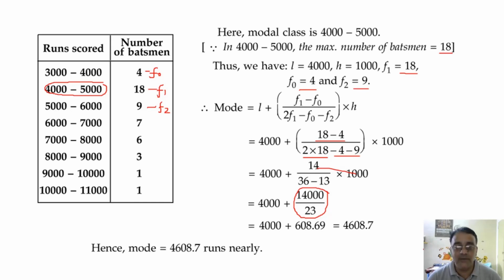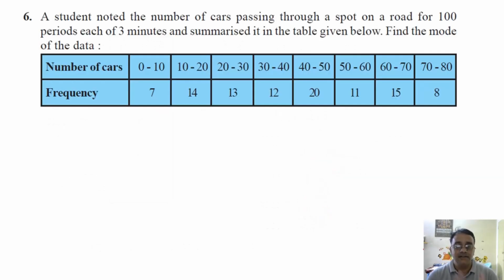No, sir. Now we are moving towards the last question of today's session. A student noted the number of cars passing through a spot on a road for 100 periods, each of 3 minutes, and summarized it in the table given below. Find the mode of the data. I'm not going to make a rough table as I'm using the same table. What is the highest frequency here?